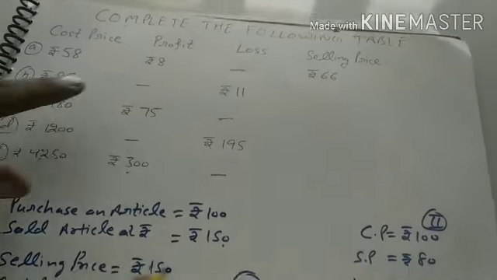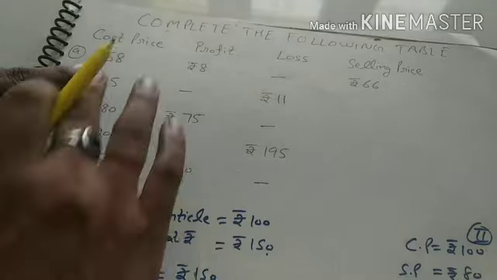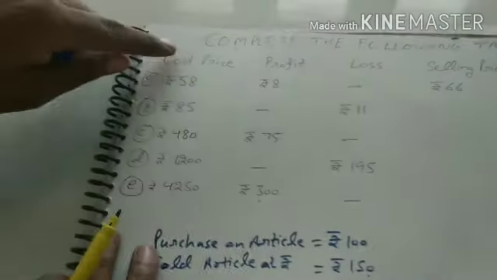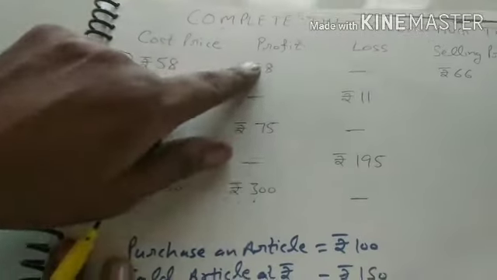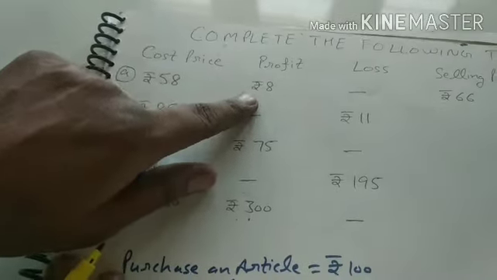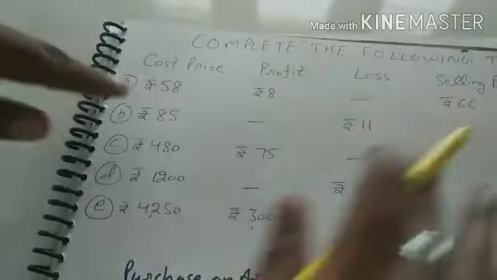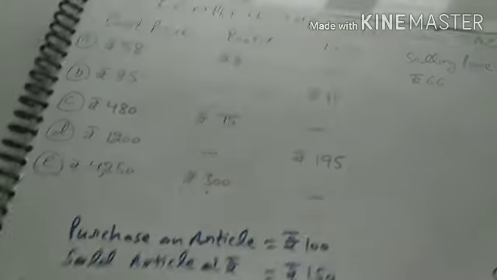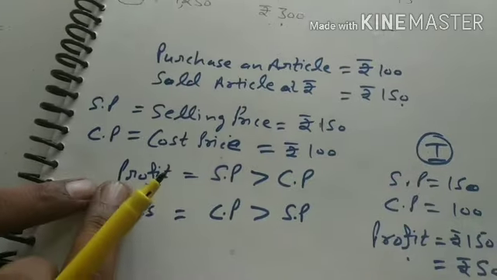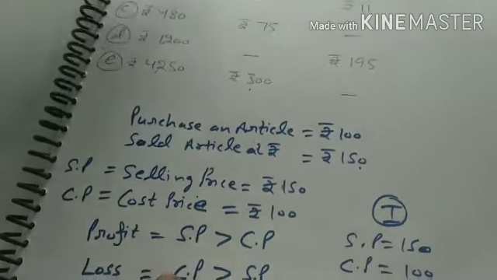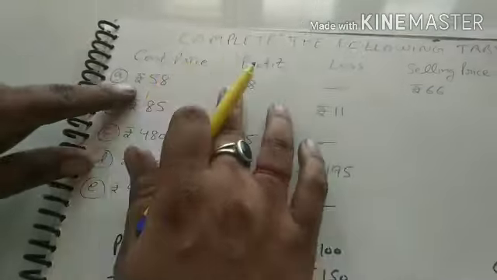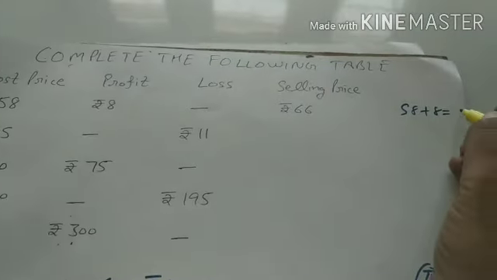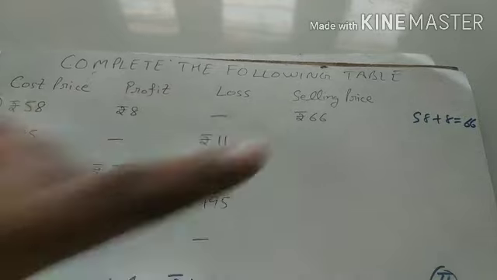After that, the turn is of this table. Here you can see the first one is rupees 58. What is this? Cost price. And the profit is rupees 8. So what will be the selling price? Selling price will be more than CP in case of profit. So in order to get more amount, we will have to add 58 plus 8. If I add 58 plus 8, then what will I get? 66. So the answer is 66.